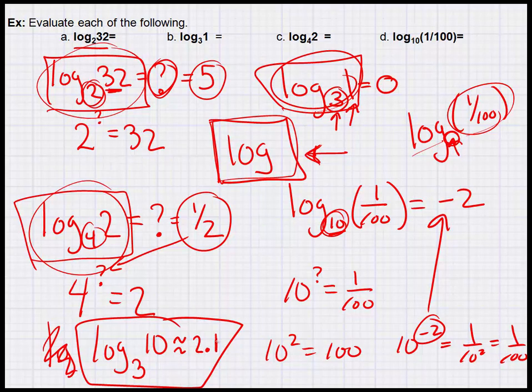You know it's going to be a little bigger than 2 because 3 to the second is 9, so 3 to the 2.1 should give me 10, but that's just an estimate. There's going to be a way to find a better answer and to use your calculator to find an answer to this, but we can't just simply hit this button and get the answer. So we'll talk about that as we move on.